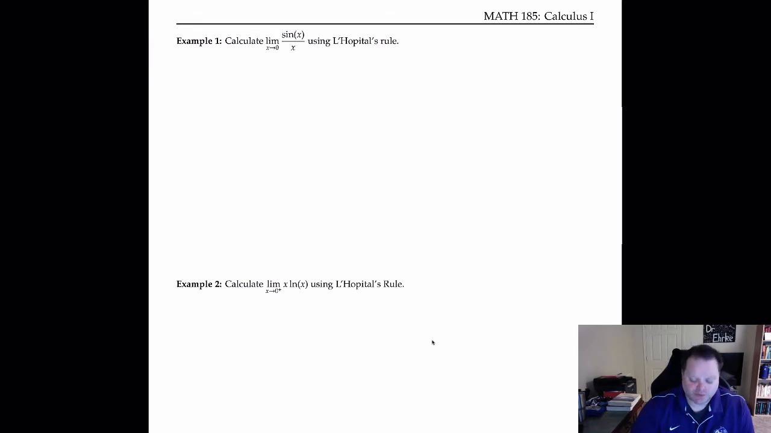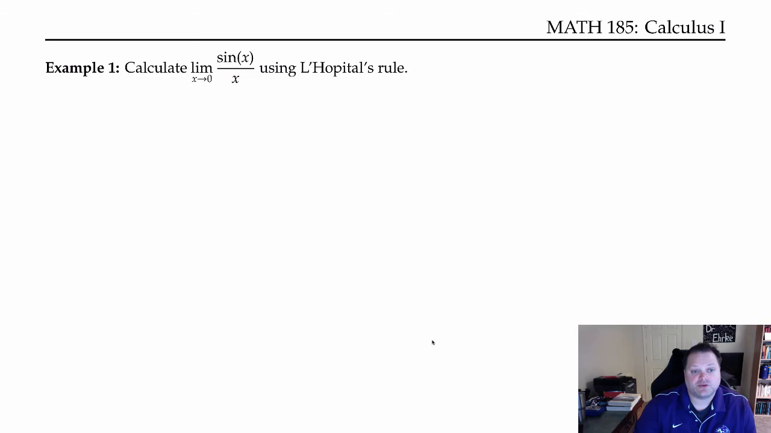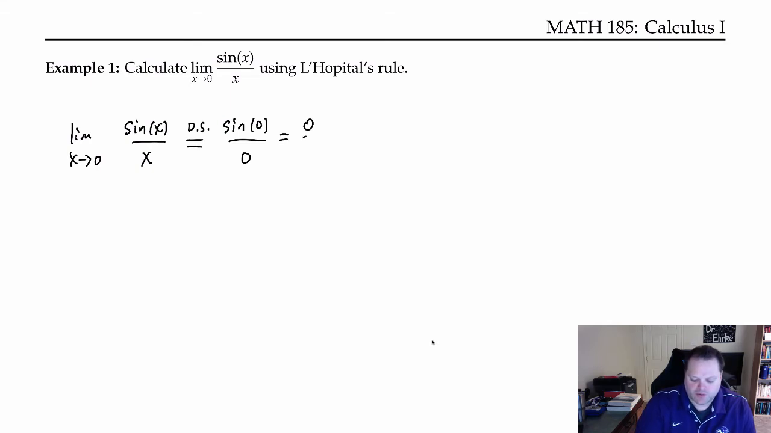All right, let's take a look at a couple of answers. So we'll start real simply here. We're going to take the limit as x goes to 0 of sine of x over x. Now what you should always do, and I want y'all to follow this as you're working through your problems, you're going to directly substitute. So if you directly substitute in, you get sine of 0 over 0, which is 0 over 0, and that is my indeterminate form.